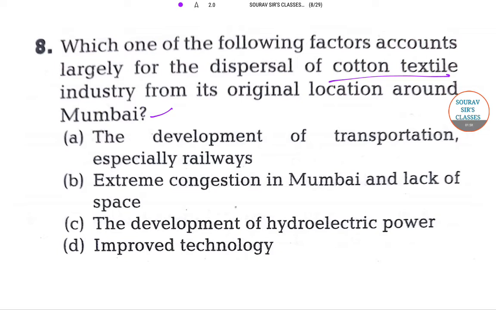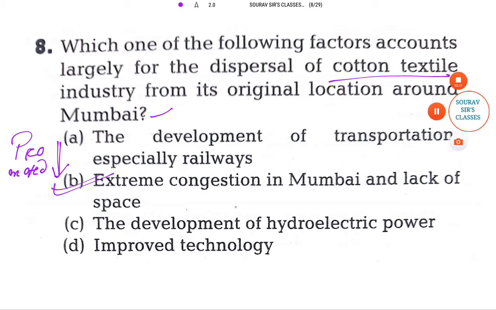Basically the reason is the extreme congestion and lack of space initially triggered dispersal of cotton textile mills from Mumbai. It is also promoted by the development of transportation including railways. So the main answer is B, the extreme congestion in Mumbai and lack of space, but which is promoted by option A. There is a trick in this question. So in this question the answer is option B.